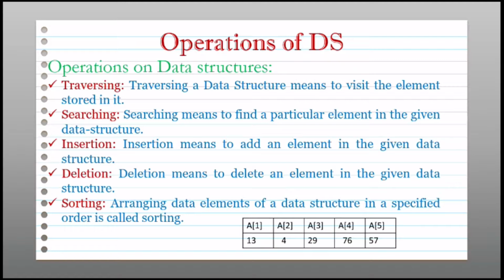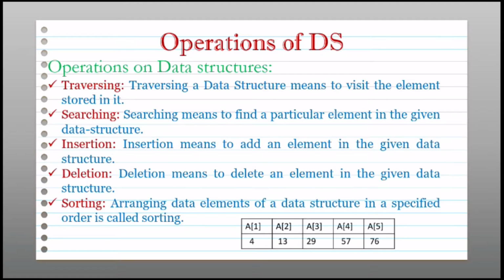So suppose these are the elements 13, 4, 29, 76 and 57. So if you see, these are not in increasing order. So to make that in increasing order, we can perform the operation, that is sorting operation, and so that we will get the elements in sorted order, that is 4, 13, 29, 57 and 76.